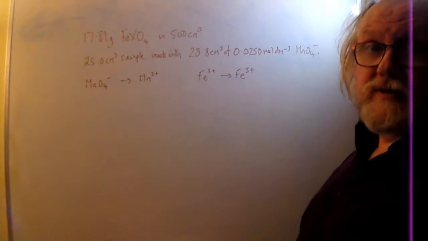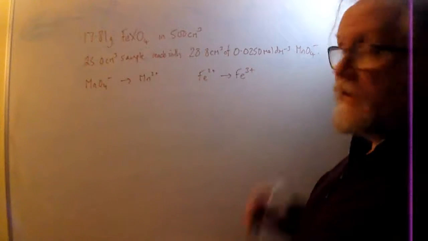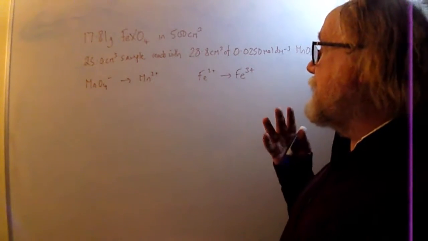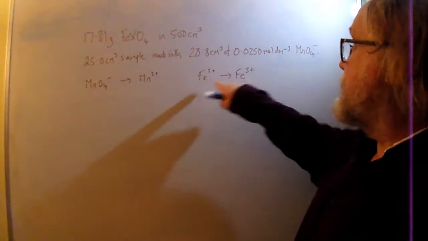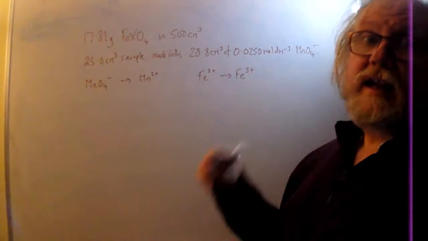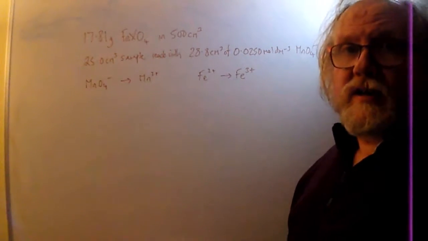Question 12 wants us first of all to write an equation for the reaction between manganate 7 and iron 2 plus. You know it's a redox reaction because Fe2 plus is being oxidized to Fe3 plus, manganate's being reduced, it says that in the question. As soon as you know it's a redox reaction, you should think of doing half equations.